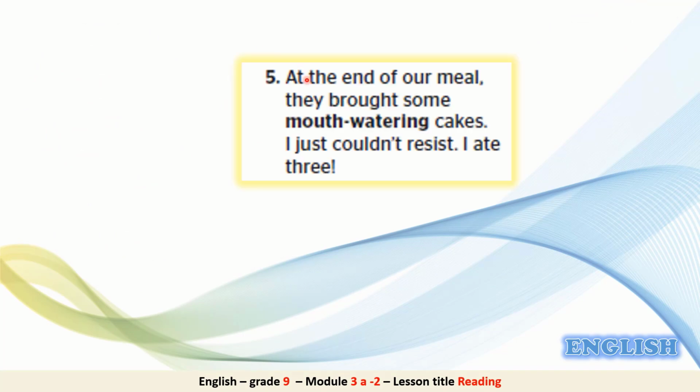Sentence number 5. At the end of our meal, they brought some mouth-watering cakes. I just couldn't resist. I ate 3. Now look at this sentence. What do you think mouth-watering means? When someone says that he couldn't resist, he ate all of the meal. This means that the meal was mouth-watering.